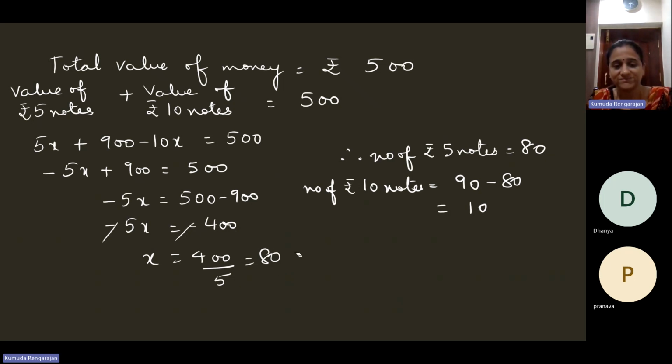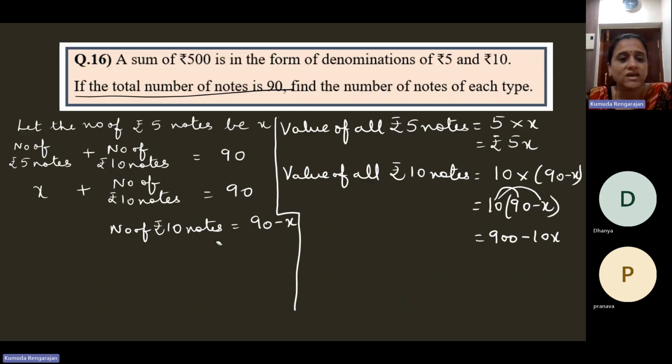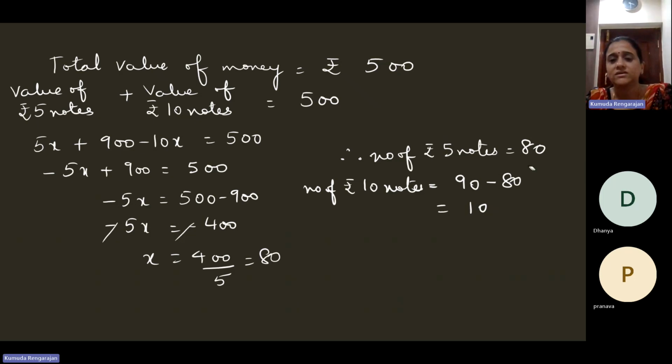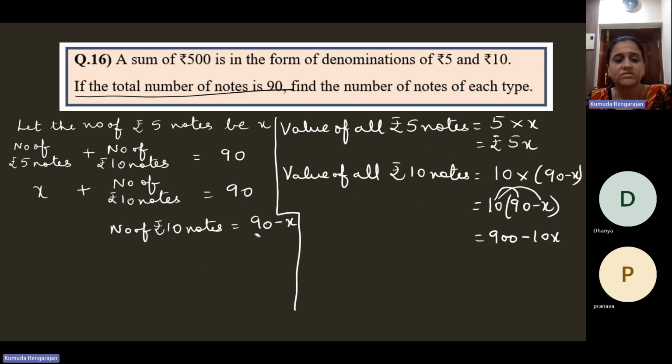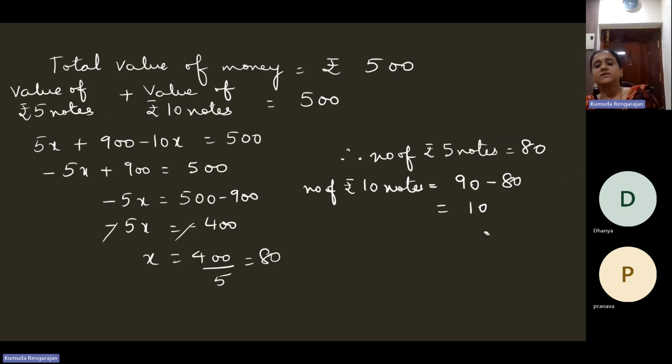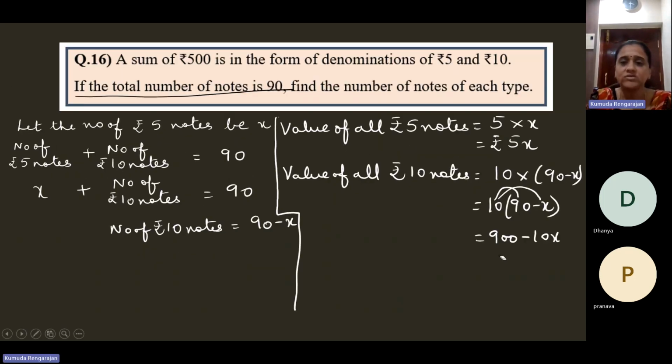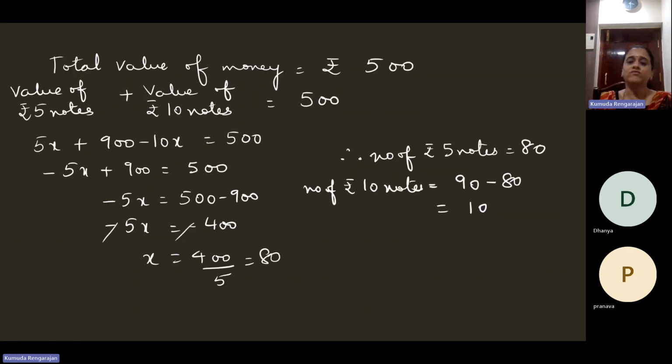Sorry, 80. X is 80. So what is X? X is the number of 5 rupee notes, which is 80. And what's the number of 10 rupee notes? 90 minus X. So 90 minus 80, 10. The question is to find the number of notes of each type. So the number of 5 rupee notes is 80 and the number of 10 rupee notes is 10.